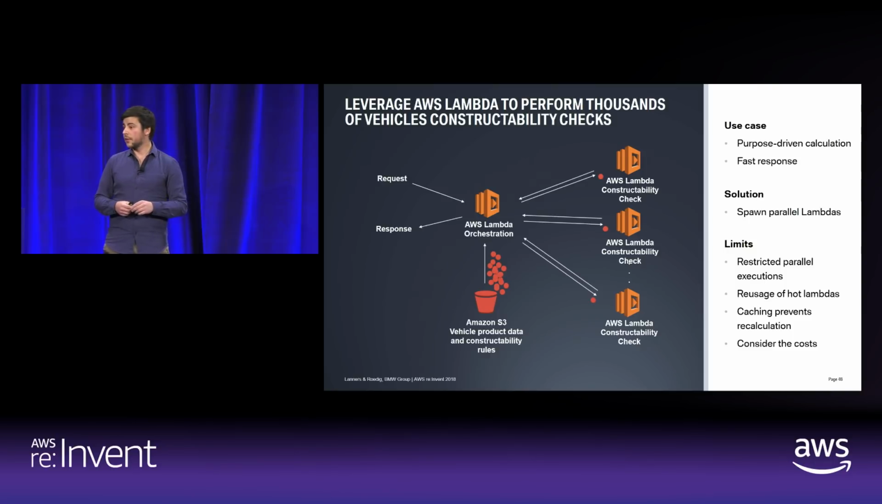Each function checks the constructability of one vehicle at the same time, and the orchestration Lambda consolidates all results. If all checks are done, the overall result is returned. Some hundred constructability checks take overall just 1 or 2 seconds.